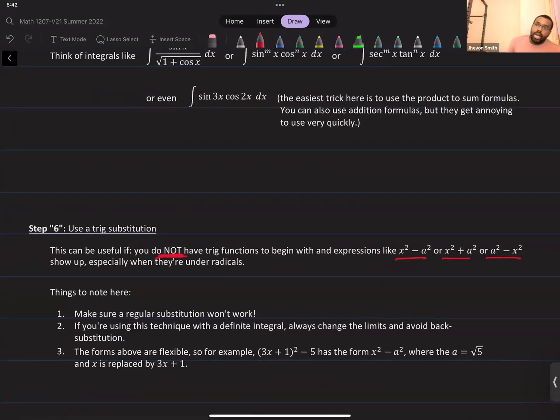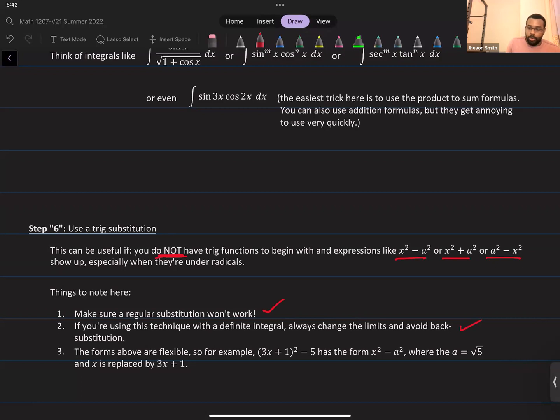So I would say things to note here, make sure a regular substitution does not work, right? And I would also say, if you're using this on a definite integral, always change the limits. Don't go through that whole drawing the triangle for the back substitution thing. You'd be wasting a lot of time.